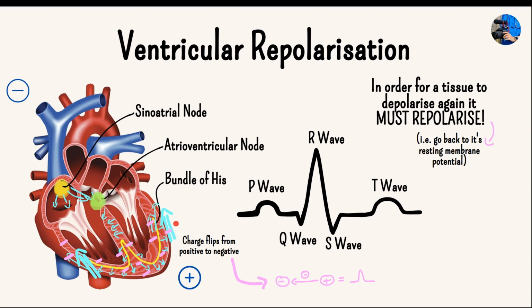And when we have everything now suddenly flipping to a negative charge, we know that if we have negative charges traveling towards a negative electrode, we will be getting a positive deflection. Okay, remember, positive charge to a positive electrode, positive deflection. Negative charge to a negative electrode, also a positive deflection. So just remember that in order for our cardiac muscle tissue to depolarize again, it has to repolarize, it has to go back to its resting membrane potential, and that means it needs to go from positive to negative, so it gets back to its resting phase. And during that process, we have got this T wave being formed.